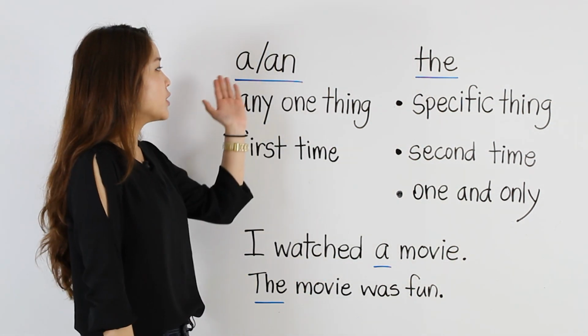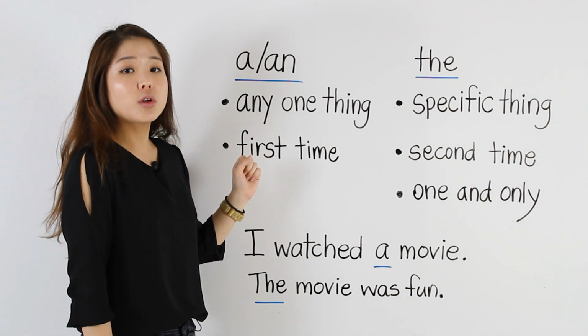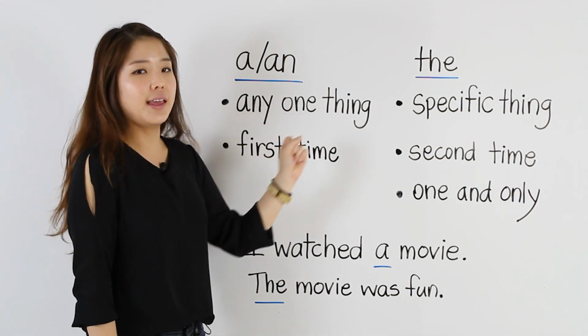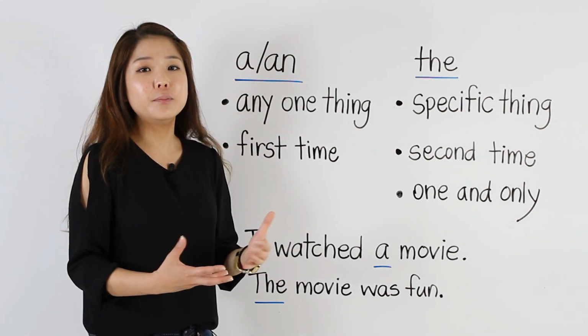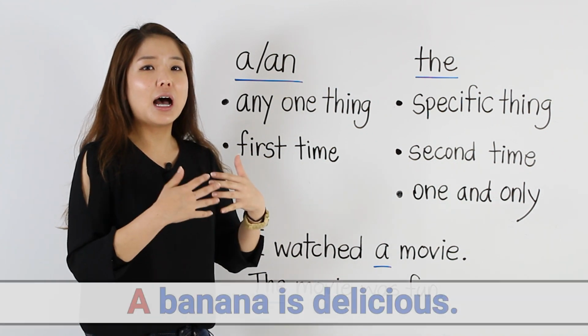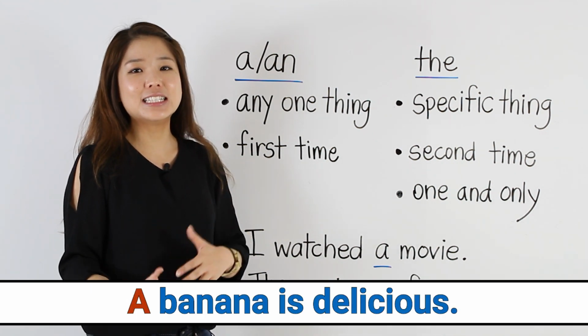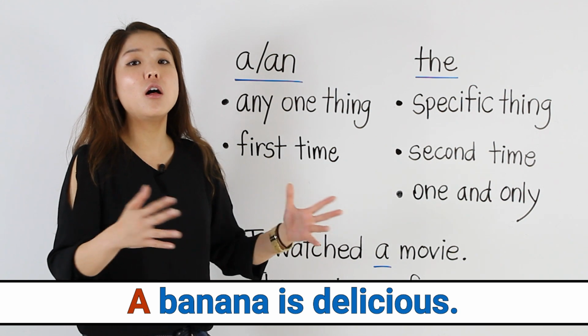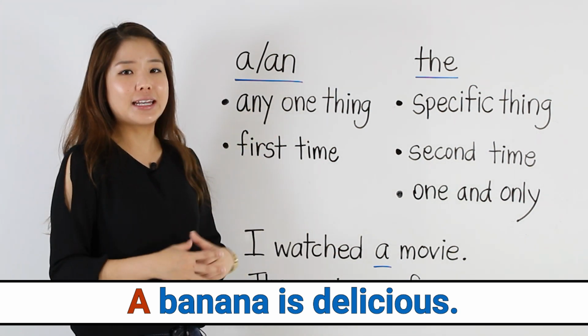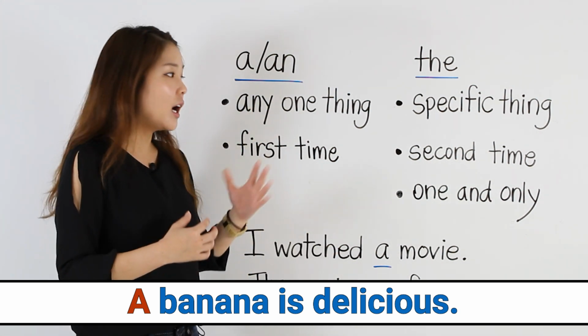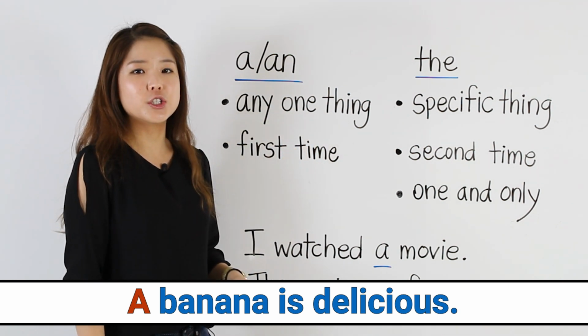First, we use a or an when we're talking about any one thing. For example, let's say I say a banana is delicious. Okay, that means all bananas. Any banana is delicious. A banana is delicious.